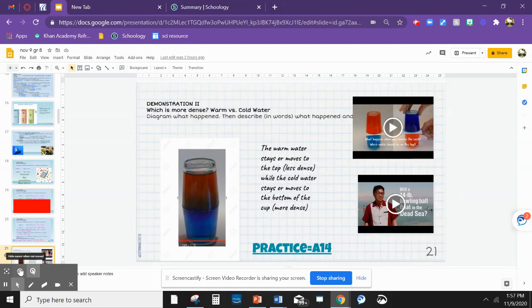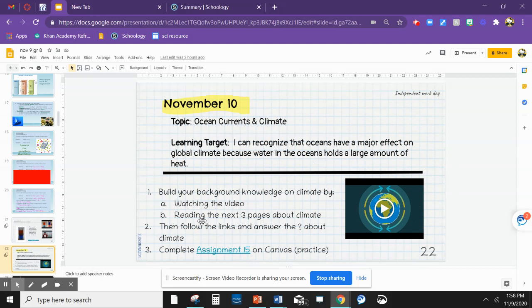Here we watched another video where we're looking at hot and cold water, and this demonstration ended up with a picture like this. Red is the hot, blue is the cold, and the warm water either stayed or moved to the top because it's less dense, and the blue cold water moved or stayed at the bottom because it's more dense. On Tuesday, you have 3 things to accomplish.